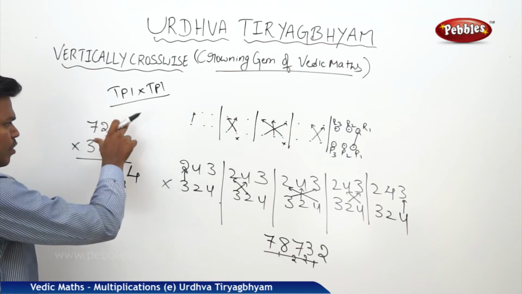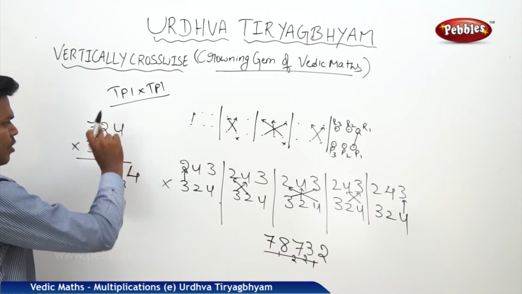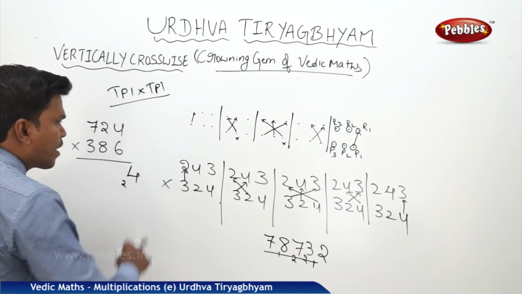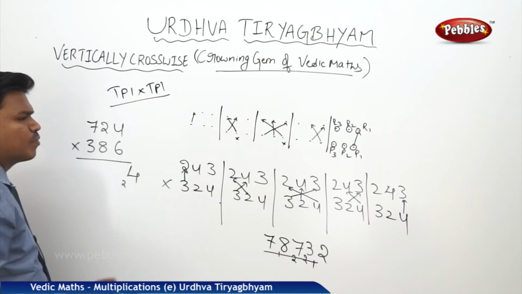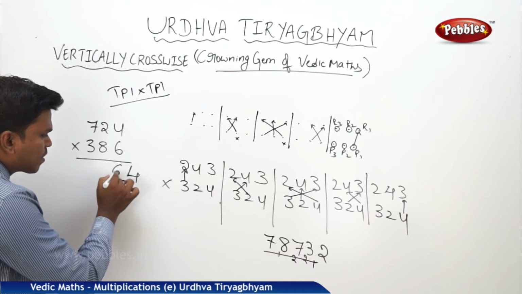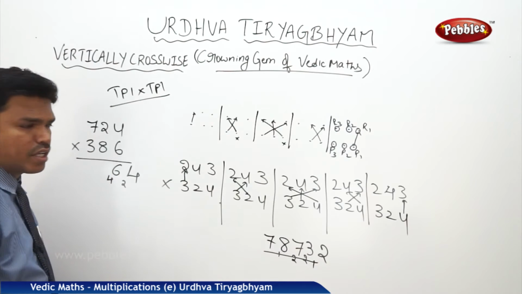Second, first to second, second to first. 12 plus 32. I am saying directly. I am not saying 6 2s are 12, 4 8s are 32 like that. Okay, so 12 plus 32, 44. 44 plus 2, 46. Okay.